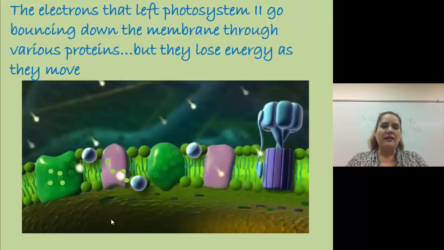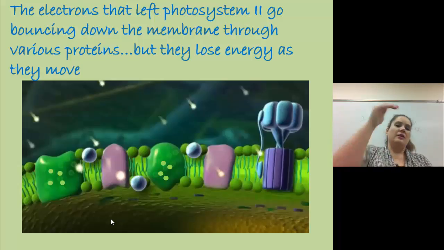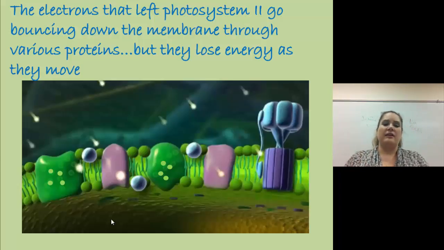Okay, so now those excited electrons that left photosystem 2 are going to go bouncing down the membrane, okay? But as they go bouncing down the membrane, they're going to lose energy, because when you bounce a lot, you get tired, and that happens to the electrons too. So they get carried down the membrane and they lose energy.